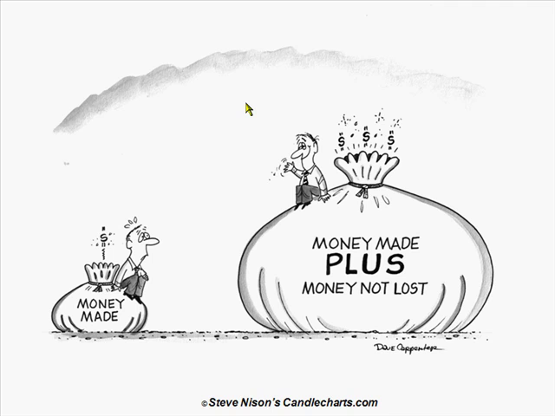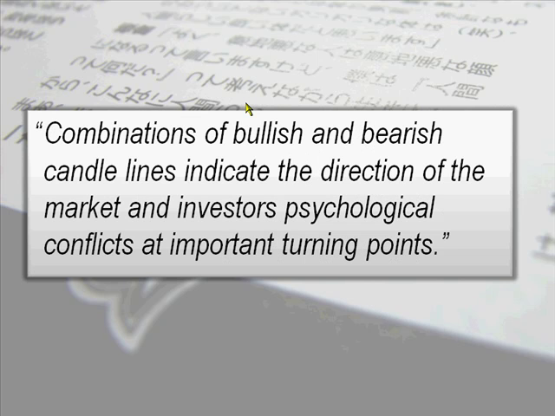And as shown on this cartoon I had made up, it's not only how much money you make at the end of the day, but how much money you didn't lose. And here is one of the key reasons to understand why candles work. This is one of the translations I had made from the dozens of books I had translated. Combinations of bullish and bearish candle lines indicate the direction of the market and investors' psychological conflicts at important turning points. The candle line lets you read the psychology of the market.